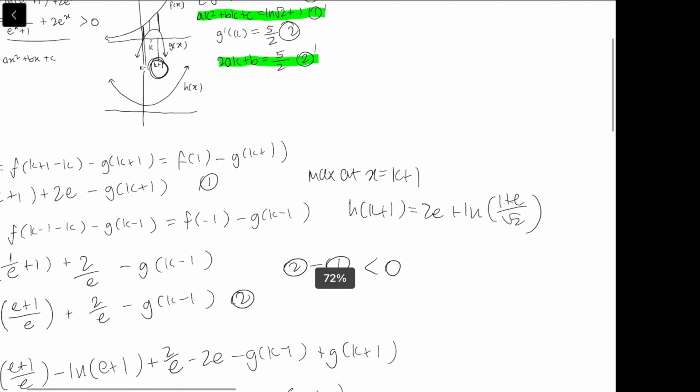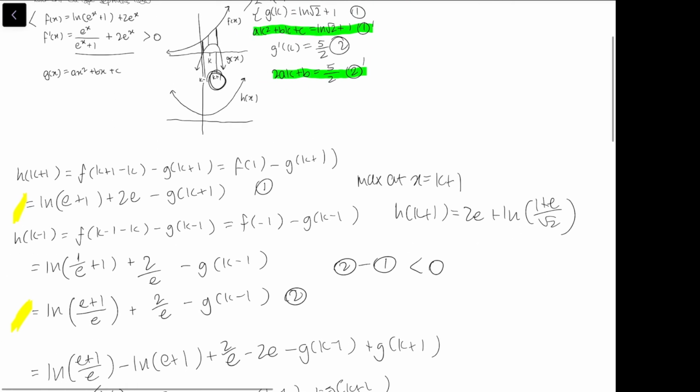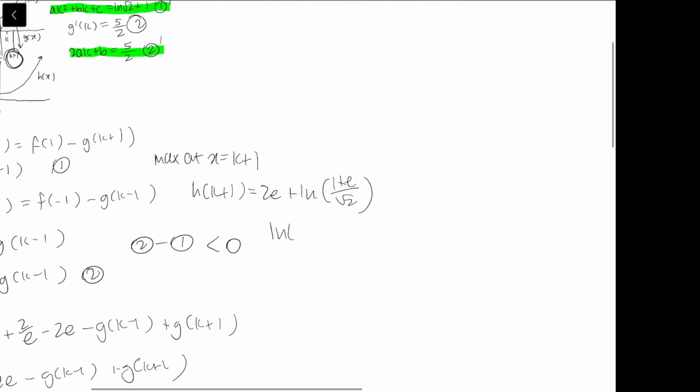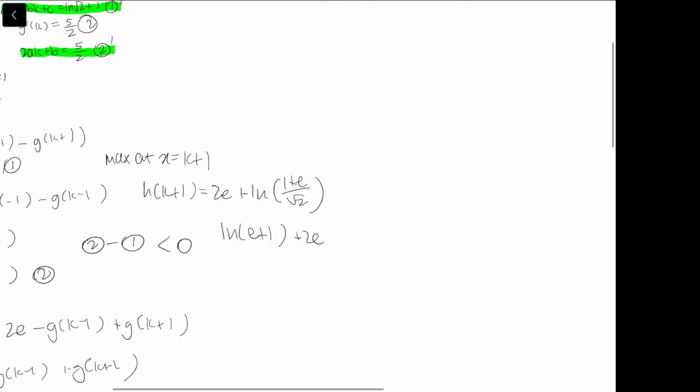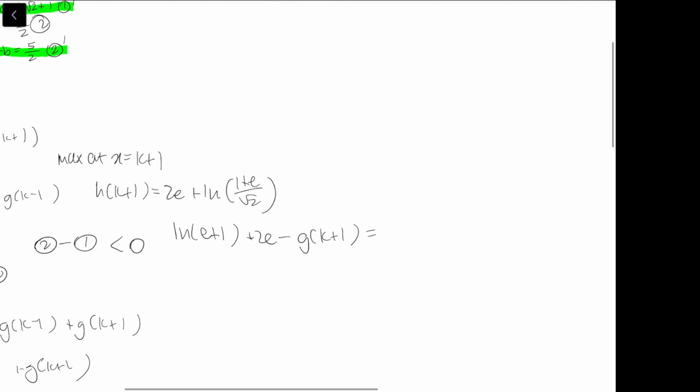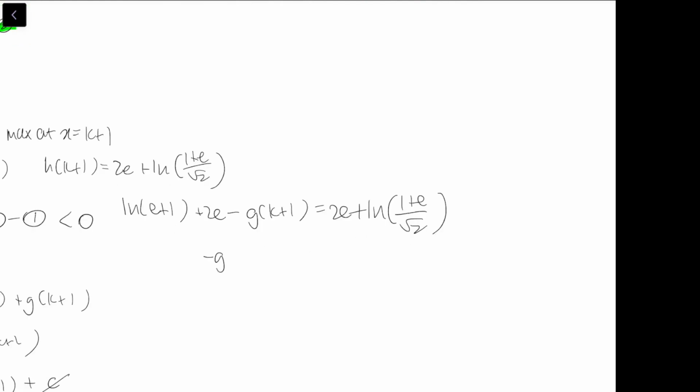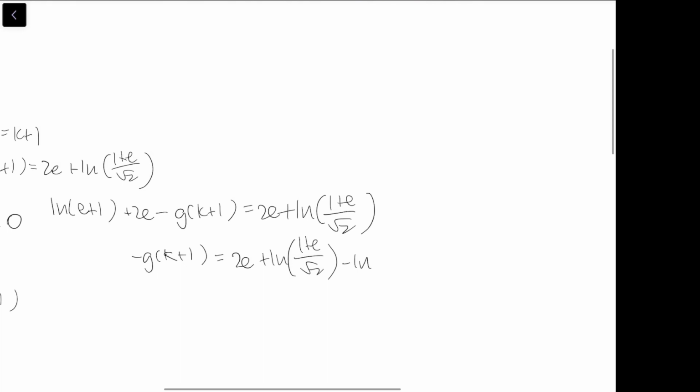And remember, we've written h of k plus 1 using f and g. We have ln e plus 1 plus 2e minus g of k plus 1 is equal to 2e plus ln 1 plus e on root 2. So we have g of k plus 1, or negative g of k plus 1, is equal to 2e plus ln 1 plus e on root 2 minus ln e plus 1 minus 2e.